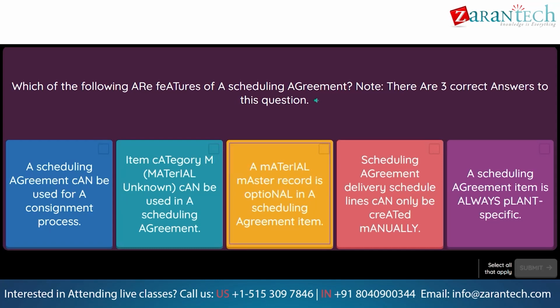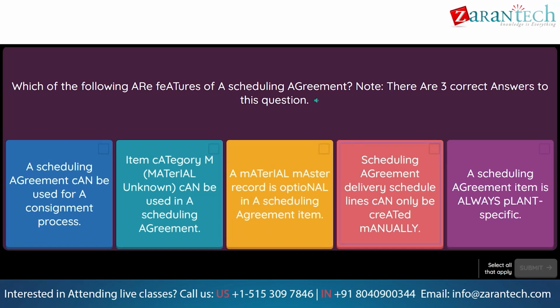Option 3 a material master record is optional in a scheduling agreement item. Option 4 scheduling agreement delivery schedule lines can only be created manually. Option 5 a scheduling agreement item is always plant specific.